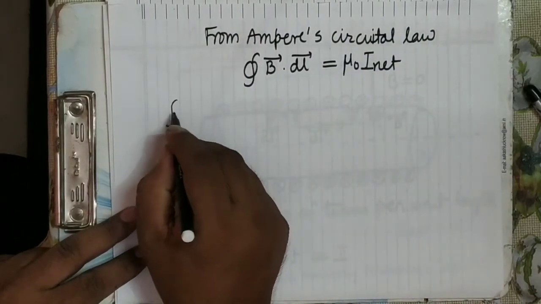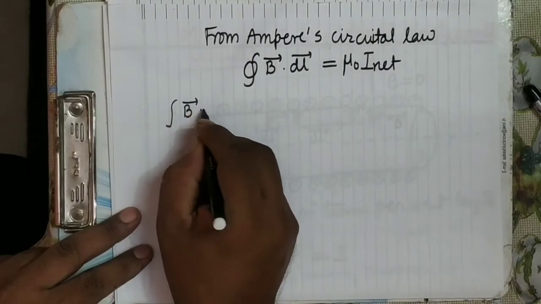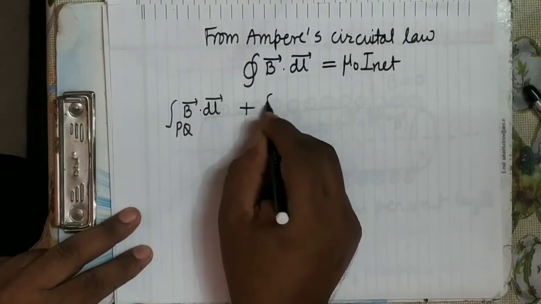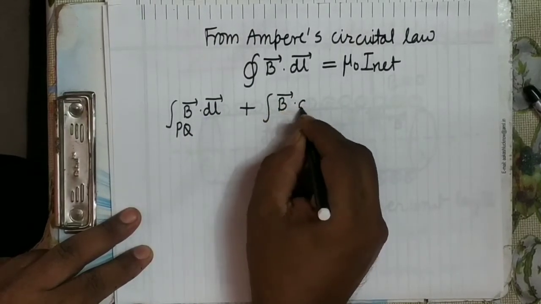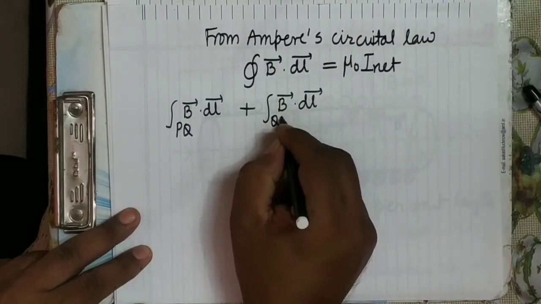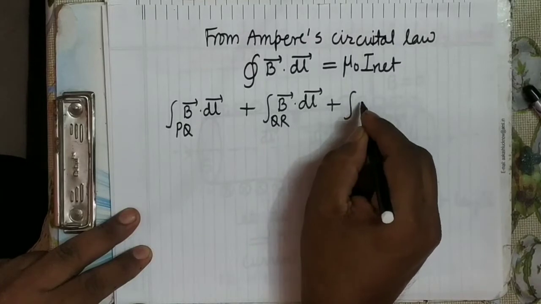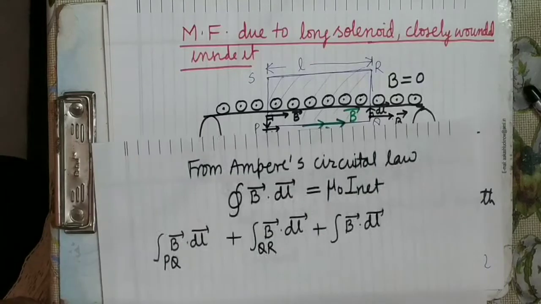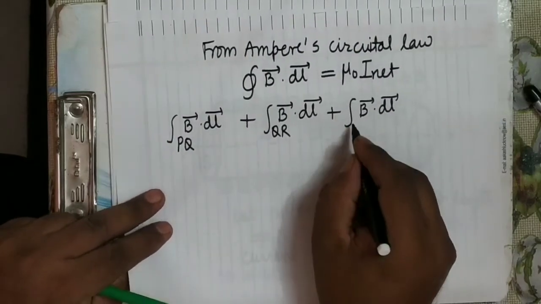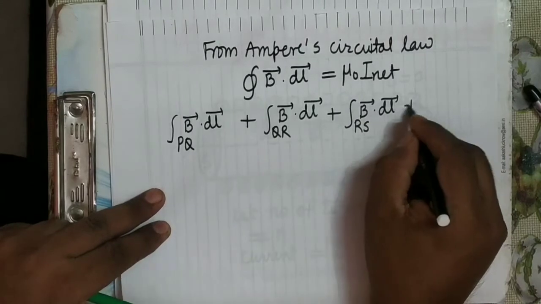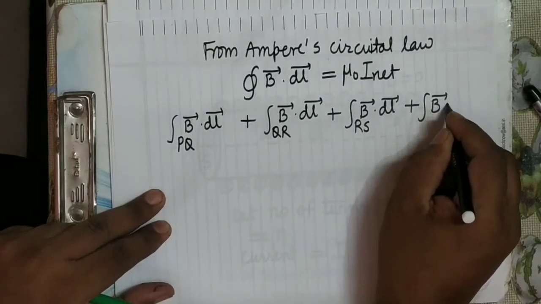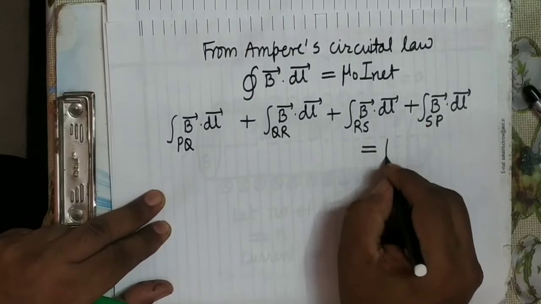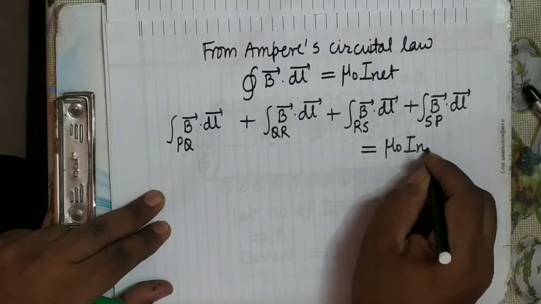So I will write here vector B dot vector dl over PQ plus vector B dot vector dl over QR plus vector B dot vector dl over RS plus vector B dot vector dl over SP equals mu naught into I net.